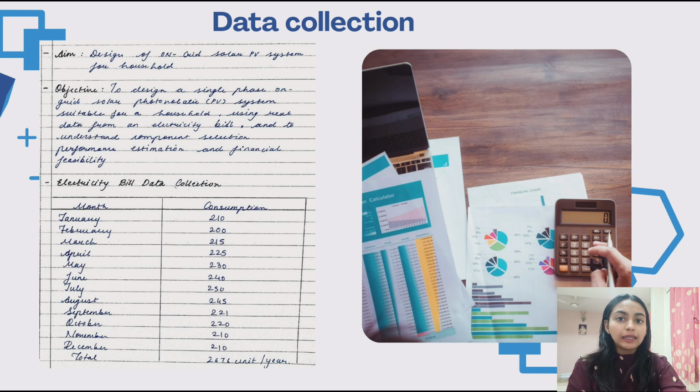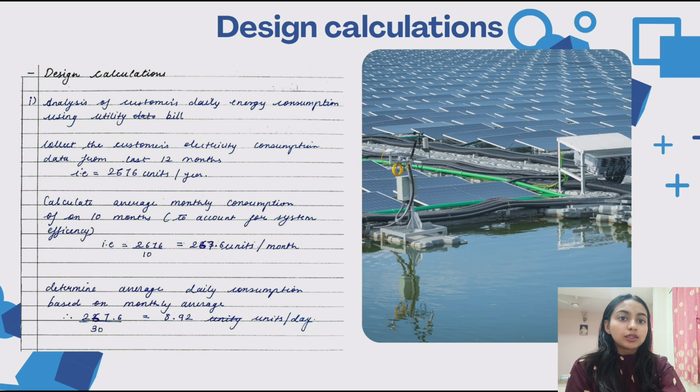To begin with, I collected electricity bill data of each month of a year, which I further added for a year calculation from a household in Nashik. The total consumption was 2676 units per year. So now let's see the design calculations.